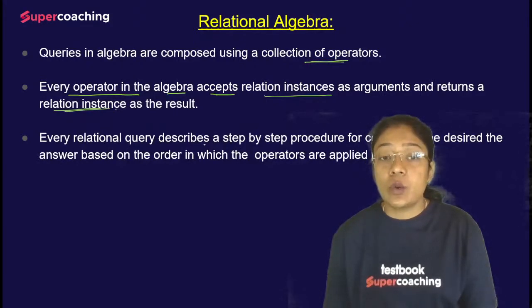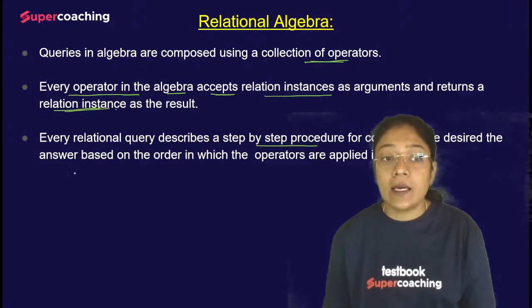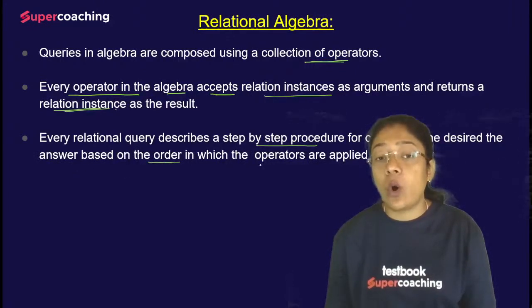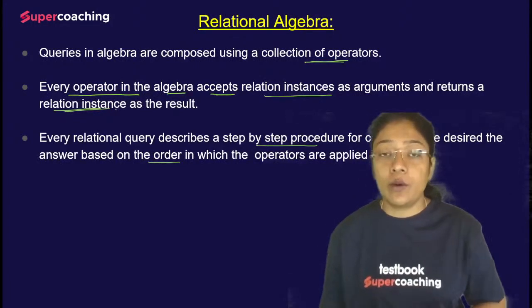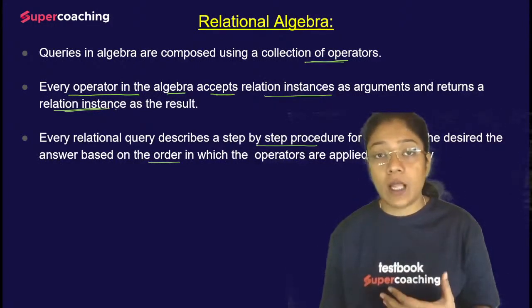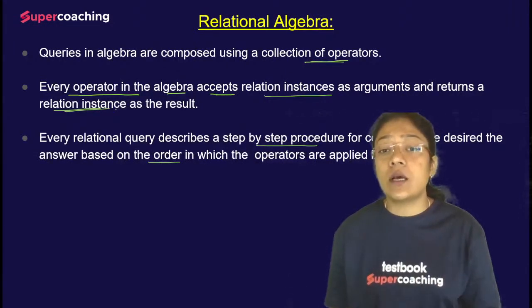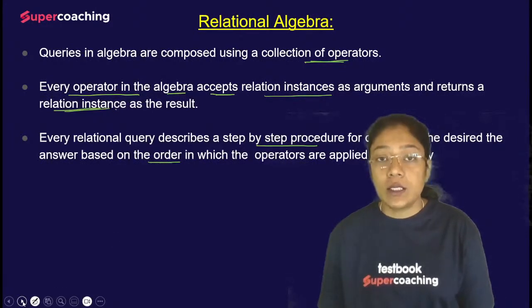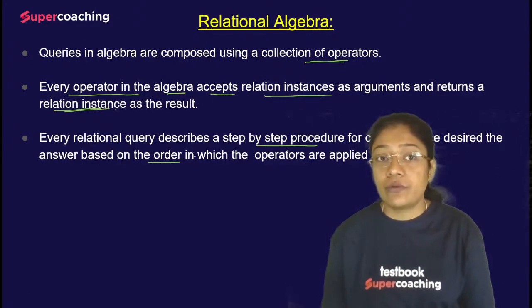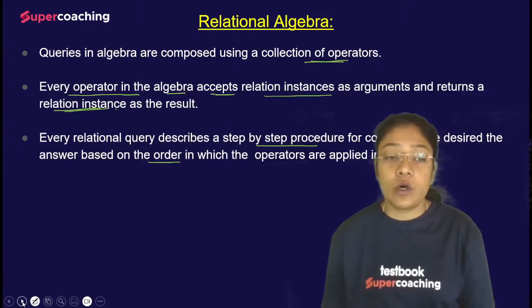Every relational query describes a step-by-step procedure for computing the desired answer, based on the order in which the operators are applied in the query. So basically, whichever operator is applied first will be executed first, then the next operator, and so on. So this is a step-by-step procedure. This is about the basics of relational algebra, and we know that duplicates are by default eliminated from the result.